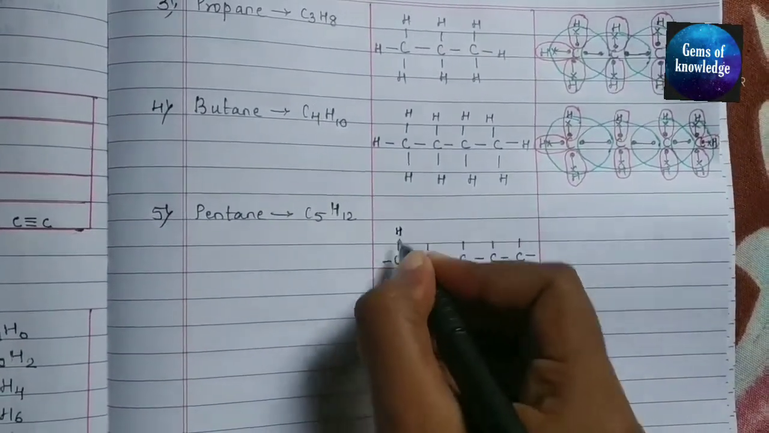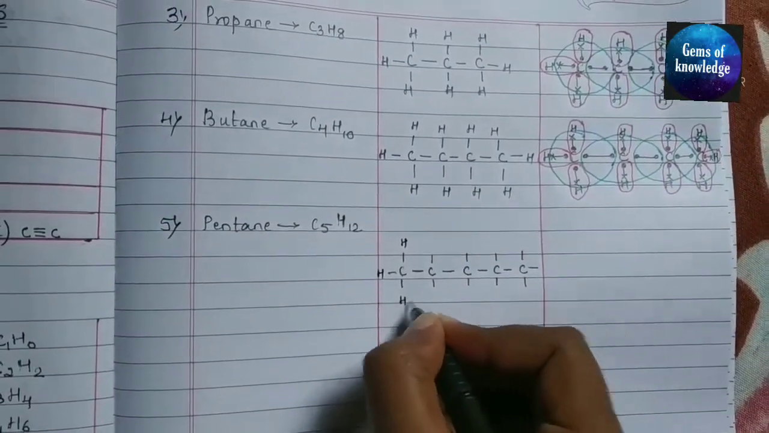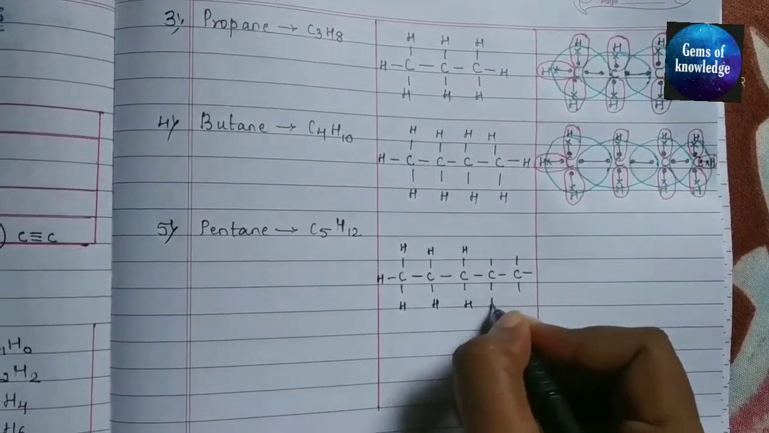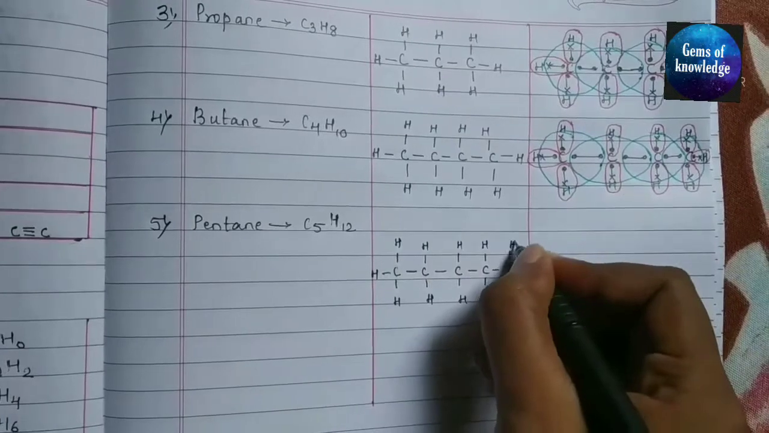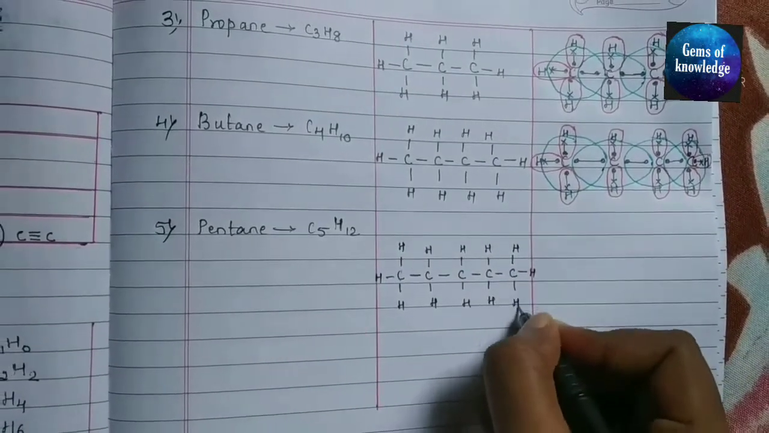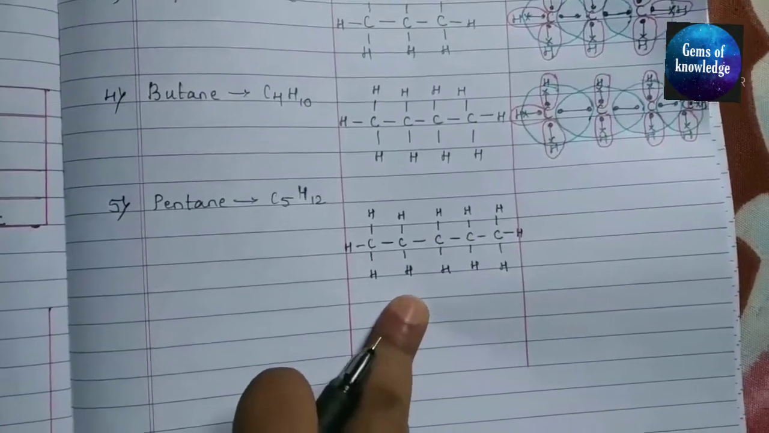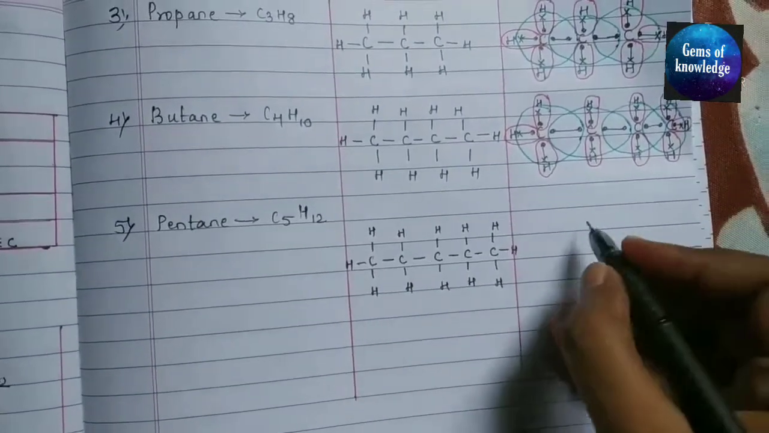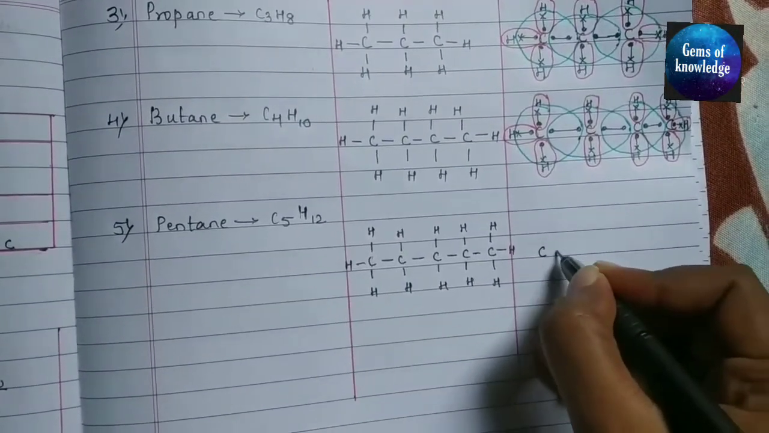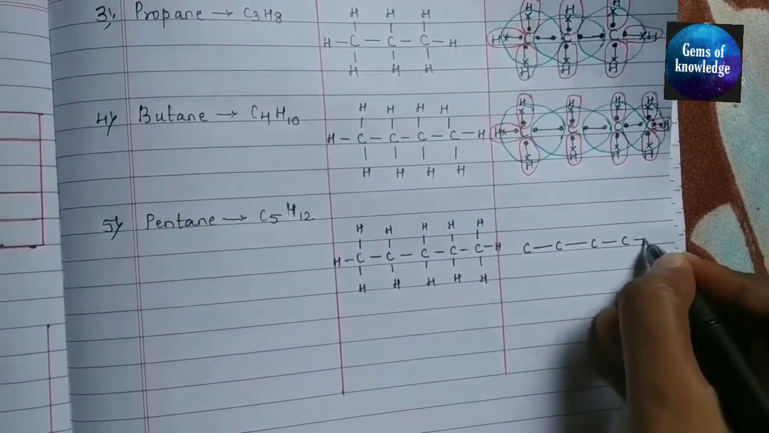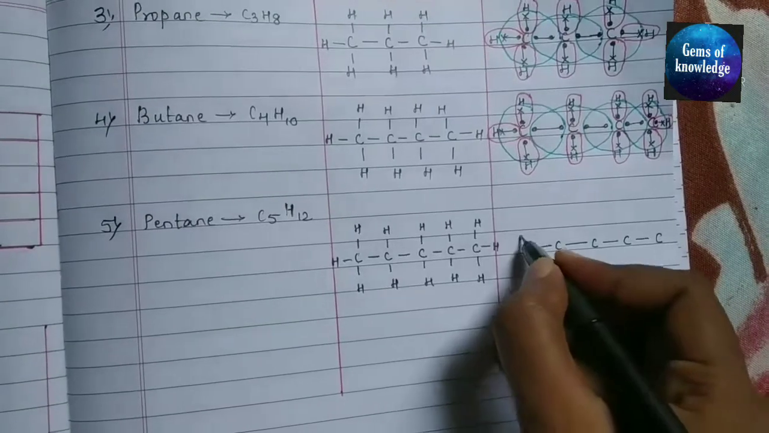So let us put H, attach the hydrogen atoms everywhere. So this is the structural formula. This same structural formula will be copied here to draw the electron dot structure. 5 carbon atoms.